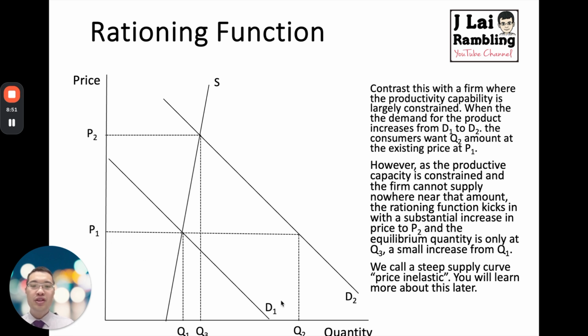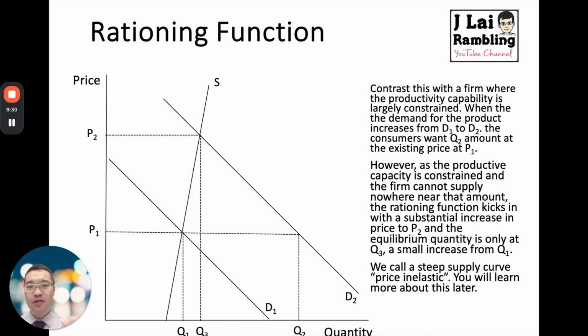Same story here. Chocolates increase from D1 to D2, and at the existing price of P1, they want chocolates all the way up to Q2 here. However, because the supply is very constrained, perhaps it uses rare ingredients to make these chocolates, the price shoots up from P1 to P2. The market, through the increase in the price from P1 to P2, is rationing the product. Follow here. The price, when it increases from P1 to P2, is rationing the product. How?